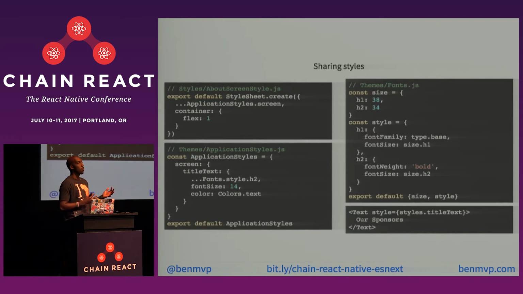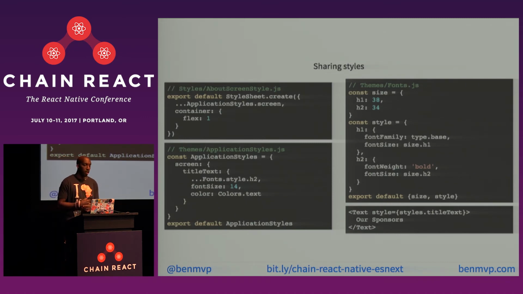Each screen has a companion styling file that has all the definitions for the styles and creates a style sheet object. Each style sheet spreads in ApplicationStyles.screen into every one of them so that every screen can have these generic styles that are predefined, so that all of the screens can look the same. In this case, ApplicationStyles.screen comes from the ApplicationStyles file.